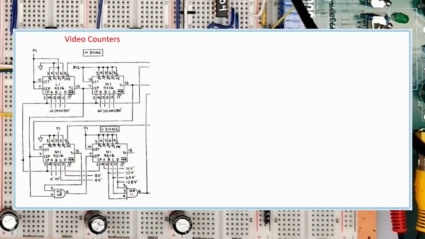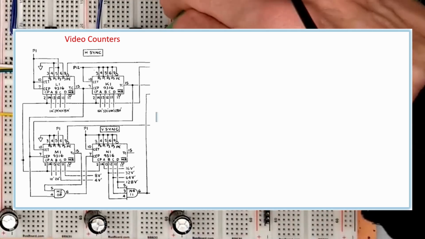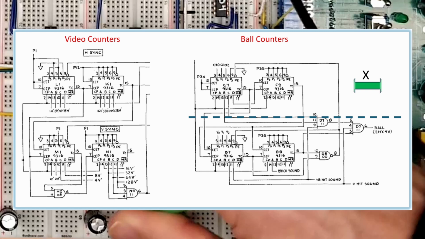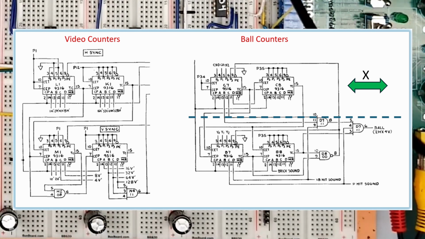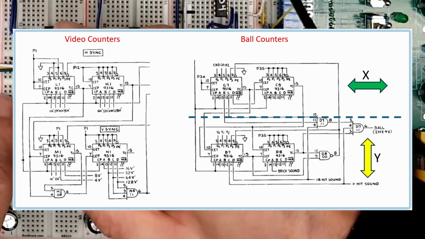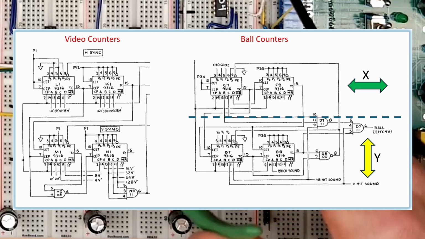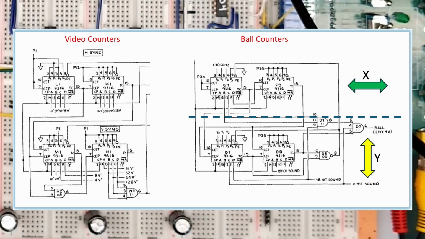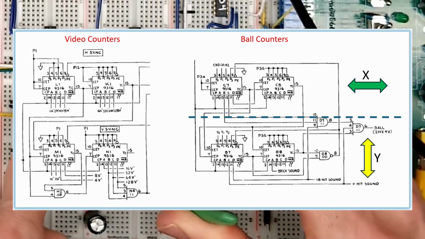I said previously that the ball counters are basically a copy of the video counters, where the X counters track the ball position horizontally and the Y counters track vertically in a normal screen orientation. The ball counters run independently from the video counters, however, so that the ball location can drift per the motion controls.